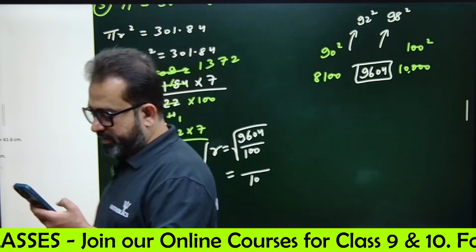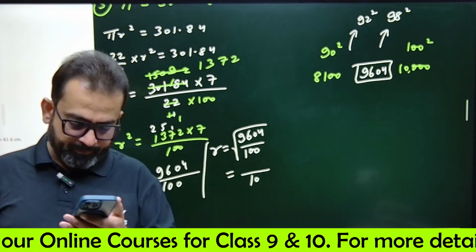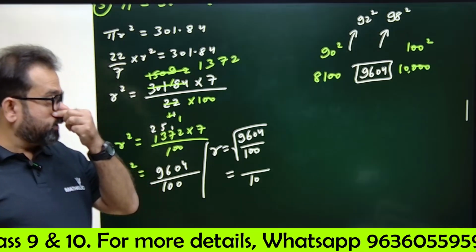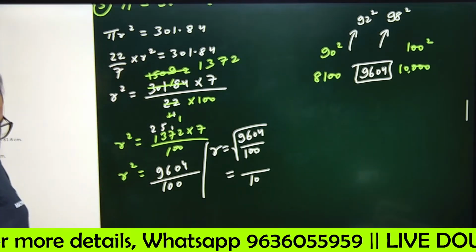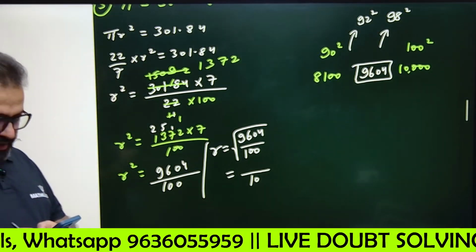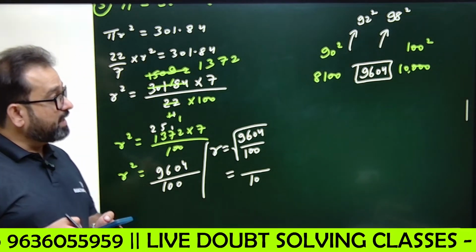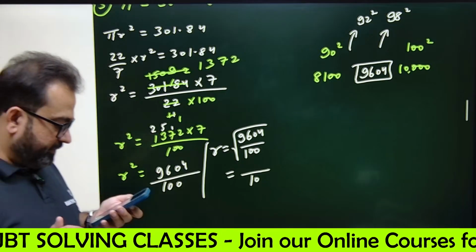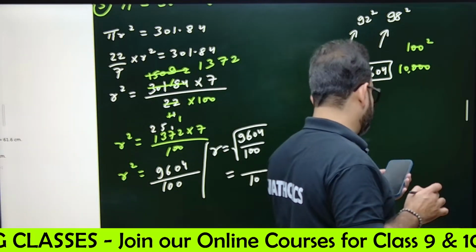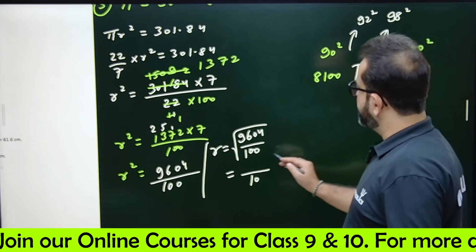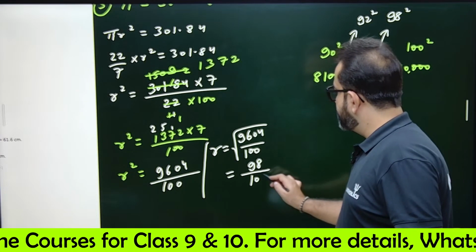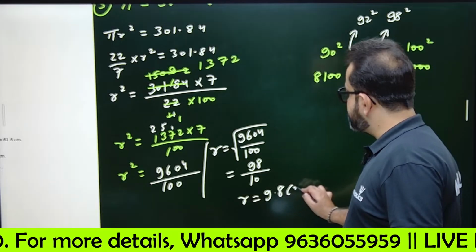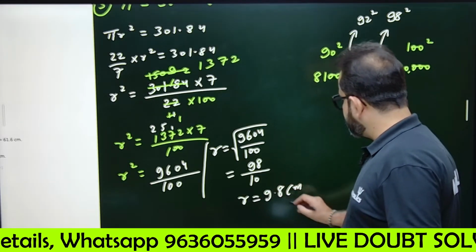Check and tell me. Please check and tell me which number's square is 9604. Is it 92 or is it 98? It will be 98. That's it. I think it will be 98. Okay, so it will be 98 upon 10. So radius will be what? Simply 9.8 centimeter.